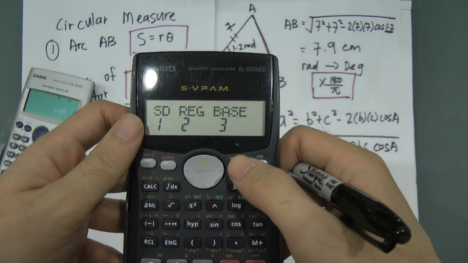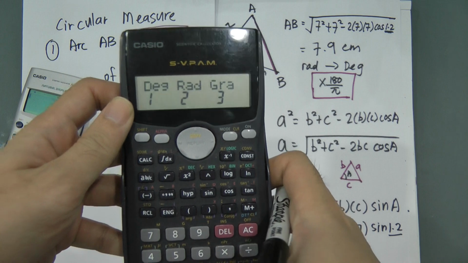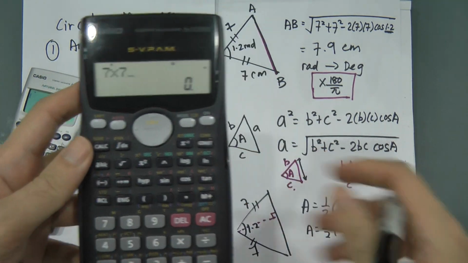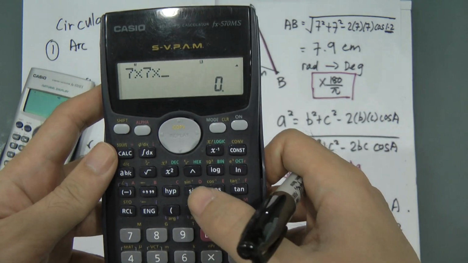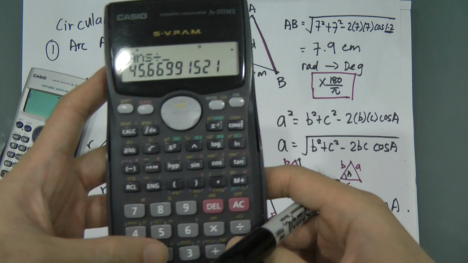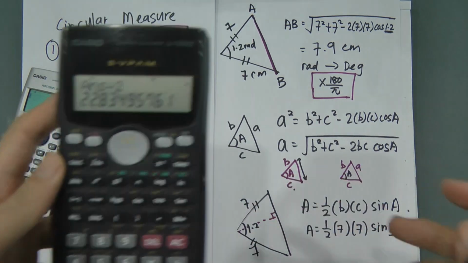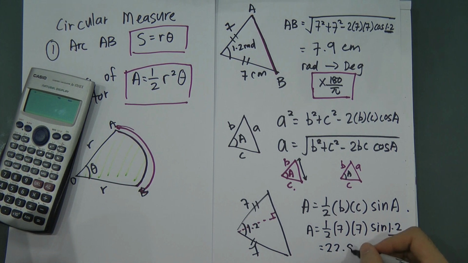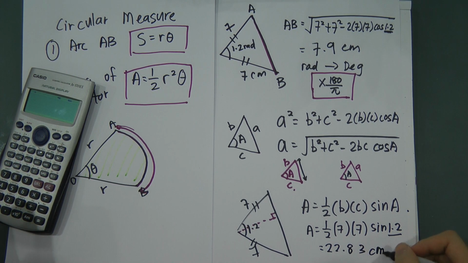Again, how do we do it? We press mode 1, 2, 3, 4, radian, so 2, 2. Now we press 7 multiplied by 7, and then multiplied by sin 1.2, and then we need 1/2, so the answer divided by 2. So the area actually is 22.83 cm squared. That's all.